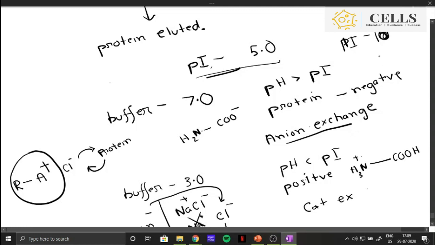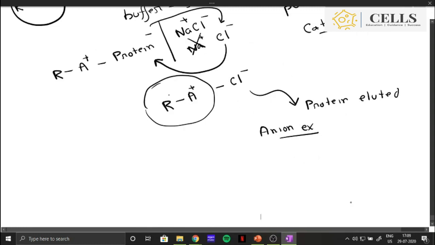I mean, you have a pI of 10, so suppose the pH is 7 and the pI is 10, then the pI is more than the pH, so you have to use a cation exchange chromatography. I will be using cation exchange chromatography.